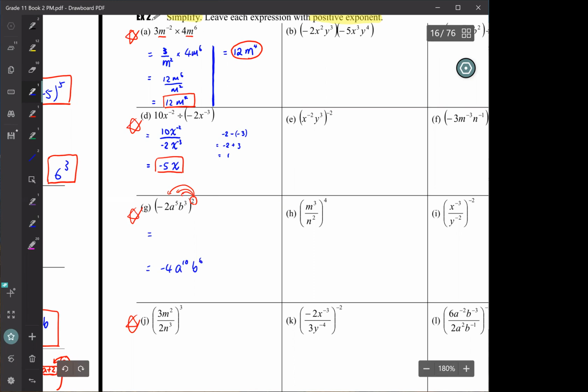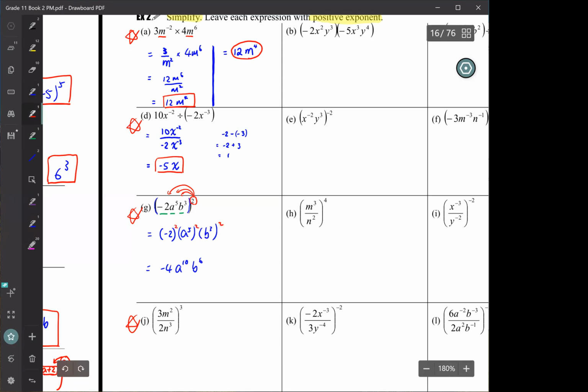And B6. Okay, now this one, be careful here, right? Because it has bracket, that means everything inside must carry the square, okay? So inside you have 3 things. You have the -2, the A5, B3, okay? So if you do it slowly and show the step, it will look like that. And then each one has a square, square, square.